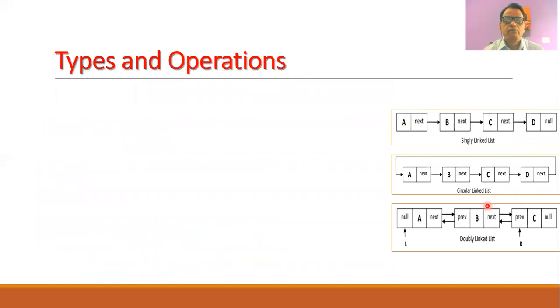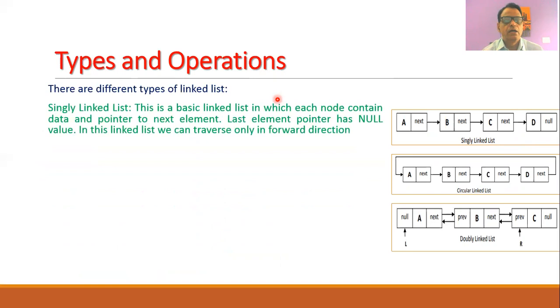So let us understand what are the different types of linked list. There are different types of linked list. For example, the first type is called a singly linked list. This is a basic linked list where each node will contain the data and a pointer to the next element, and the last element's pointer will have the null value.